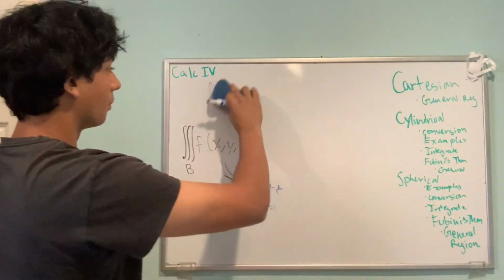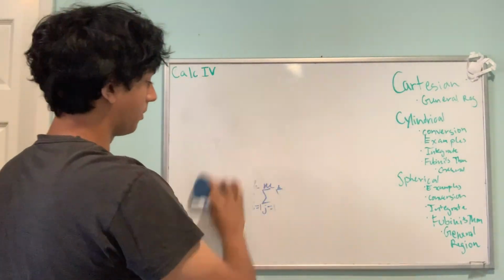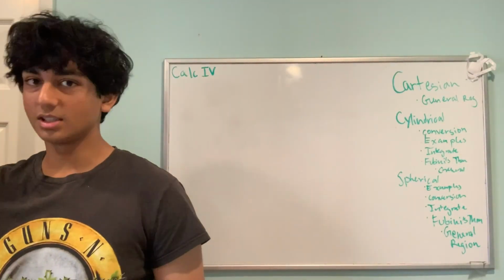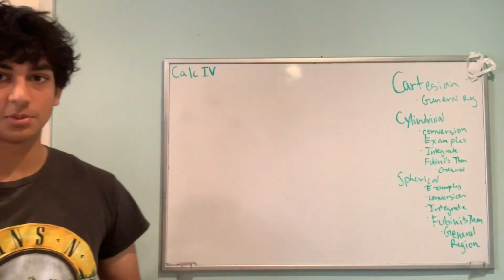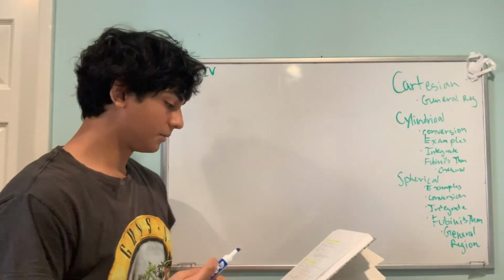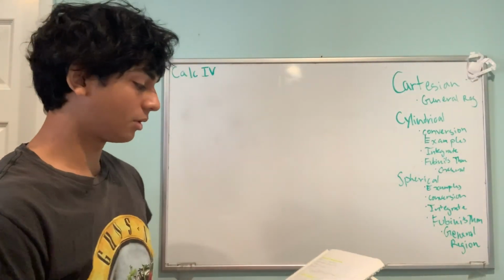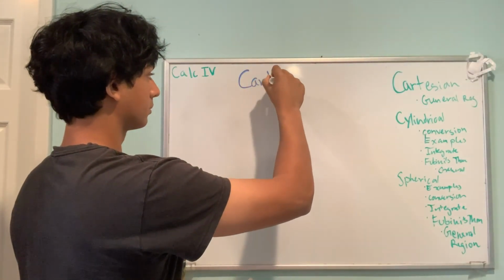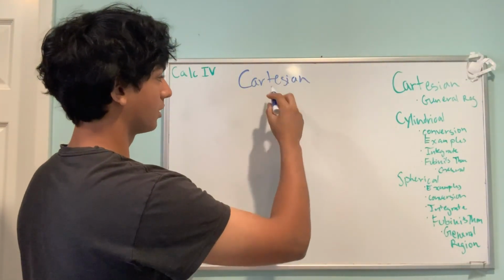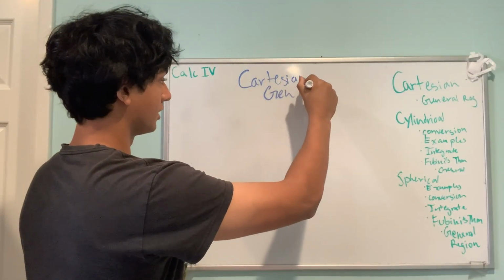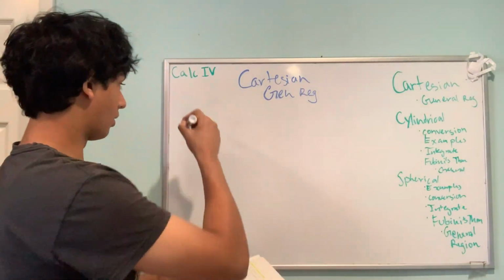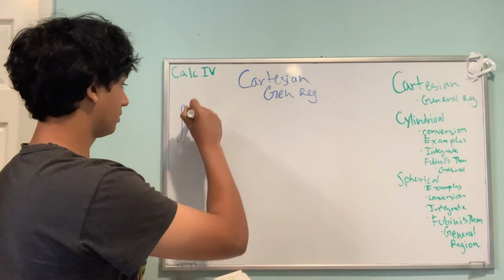Now, what if it's not a rectangular solid box and it's something that's a little harder to integrate, but nevertheless we still need to integrate over? We have the triple integral over a general region. So for the Cartesian coordinate plane, for general regions, this is how we solve for it.